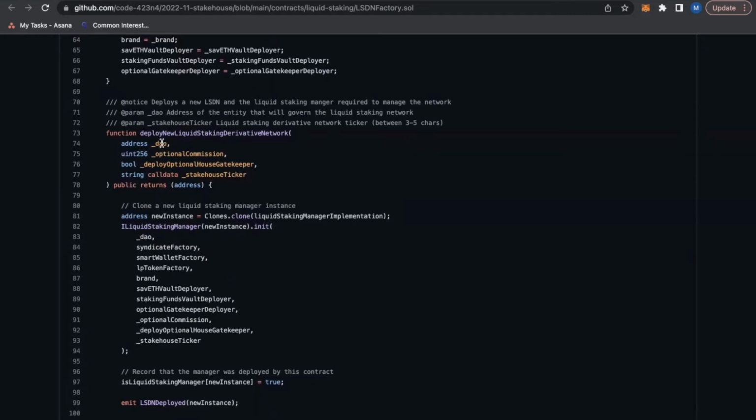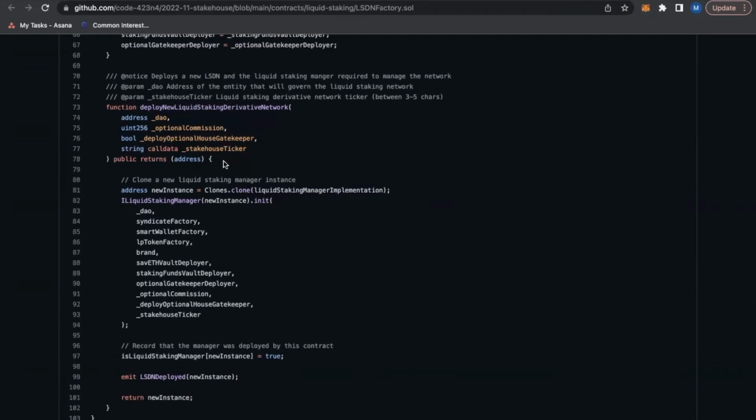Okay, so we have used the term DAO, but the address here is nothing more than an Ethereum address. It doesn't have to be a DAO, but if you are a DAO, then most welcome. You can be a single user. As I said, you want to deploy an LSD network which suits your needs, so it doesn't have to be a group of people. You can do it all alone. So address DAO here is the Ethereum address that has the rights to the ownership of the liquid staking network. So if I were to deploy one, I'll give my address here. Then we've got optional commission.